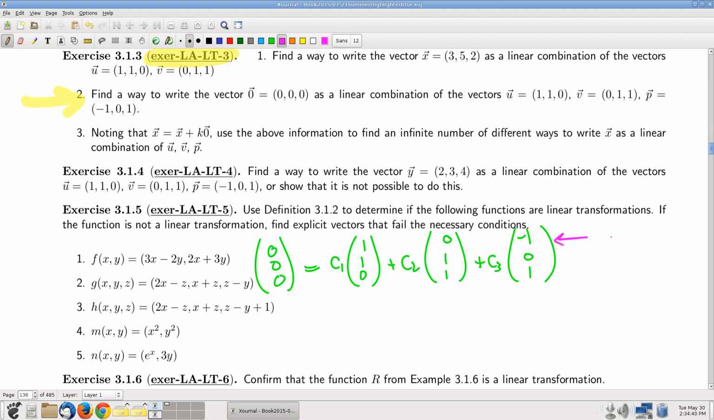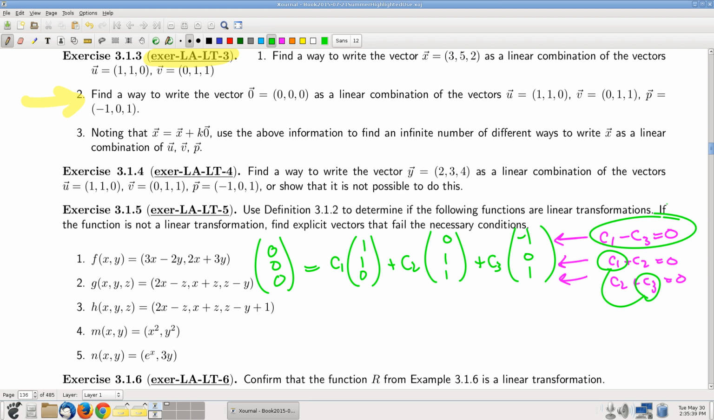This first coordinate I can view as saying C1 minus C3 is equal to 0. So C1 and C3 are equal. The second coordinate I can view as saying C1 plus C2 is equal to 0. And the last one says that C2 plus C3 is equal to 0. So C1 and C2 are negatives of each other. C2 and C3 are negatives of each other. Well, they better be, because C1 and C3 we already knew were equal. If C1 was the negative of C2, then C3 is also going to be the negative.